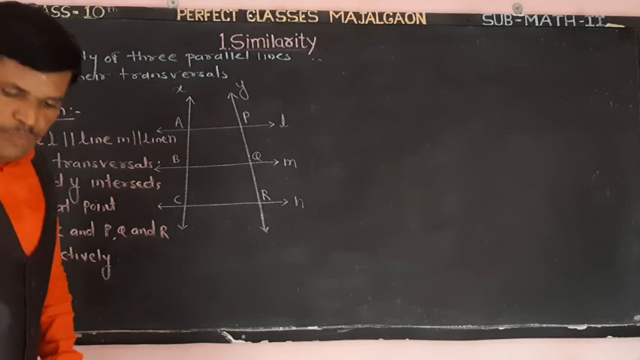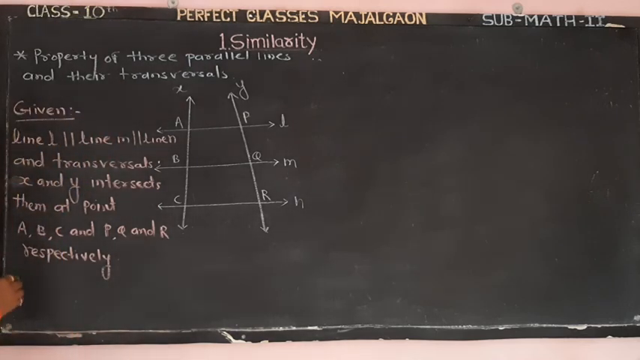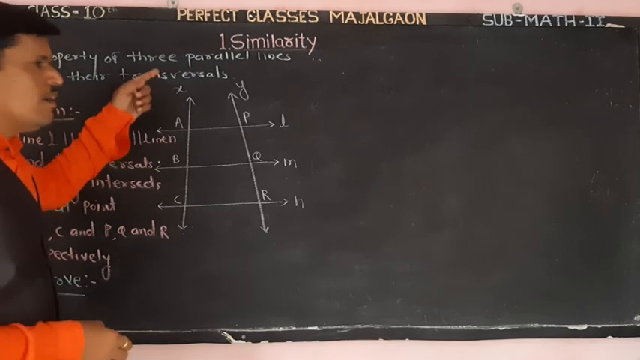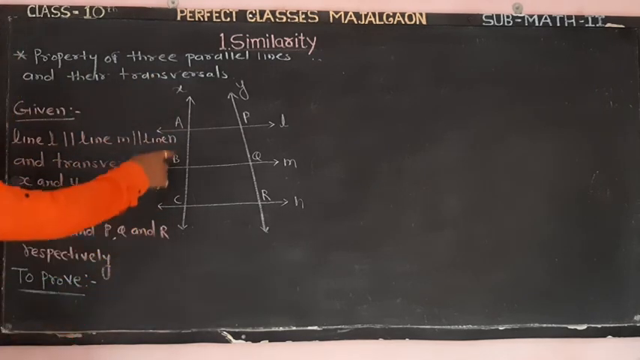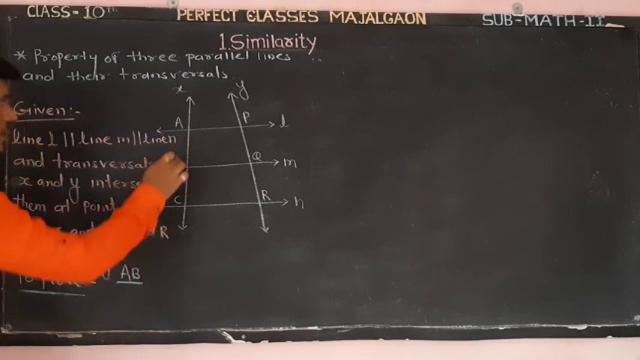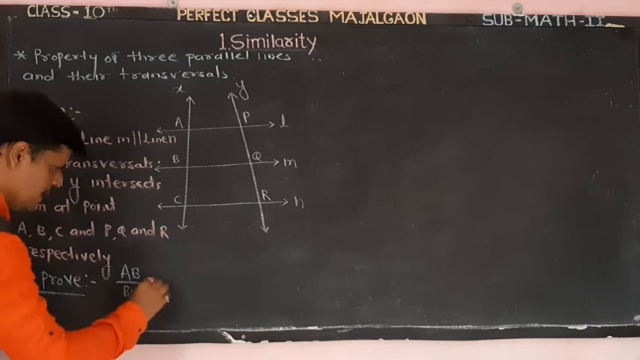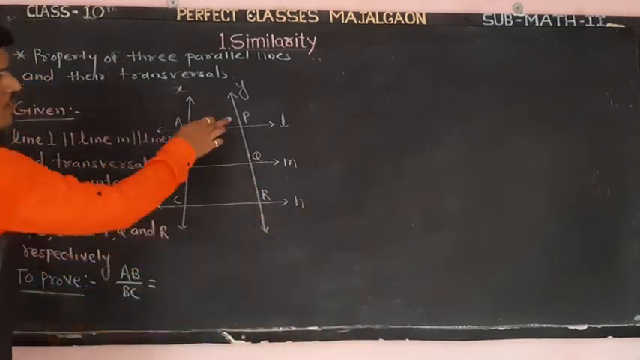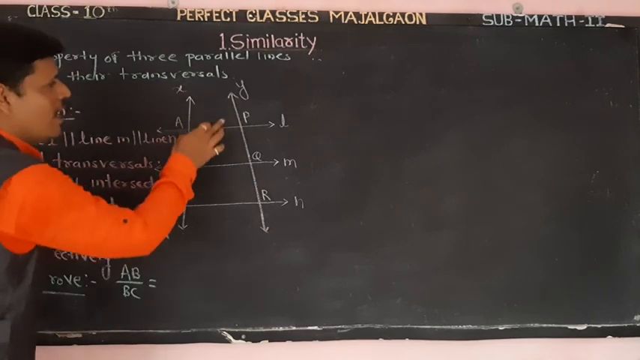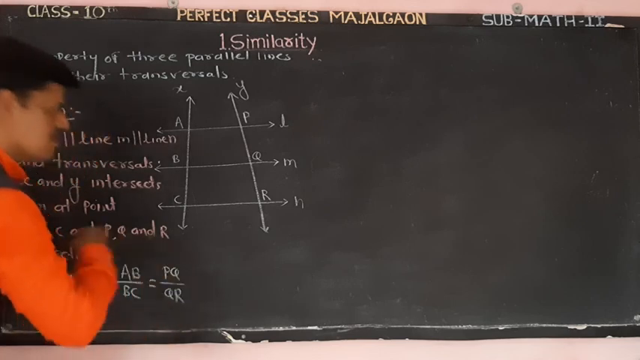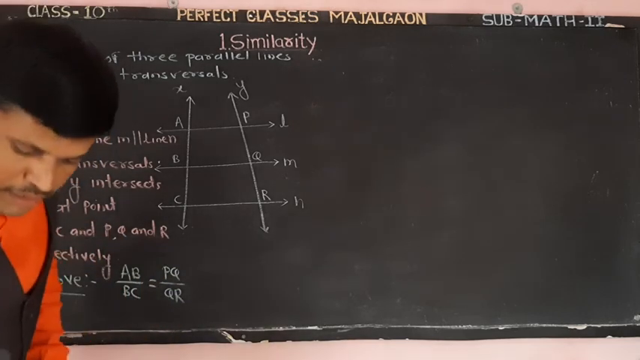Now what is the to prove? I write the to prove. Here the ratio made by any one transversal is equal. Here the ratio is AB upon BC is equal to the ratio made on any other transversal, it means Y. Here the ratio is PQ upon QR. It is the same. Now I write the construction.